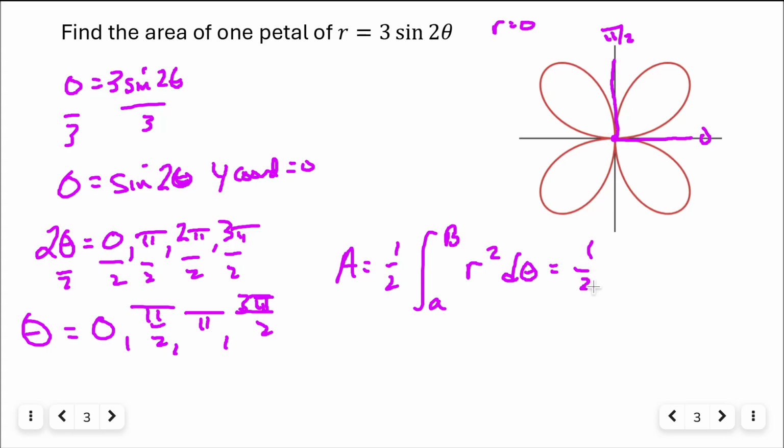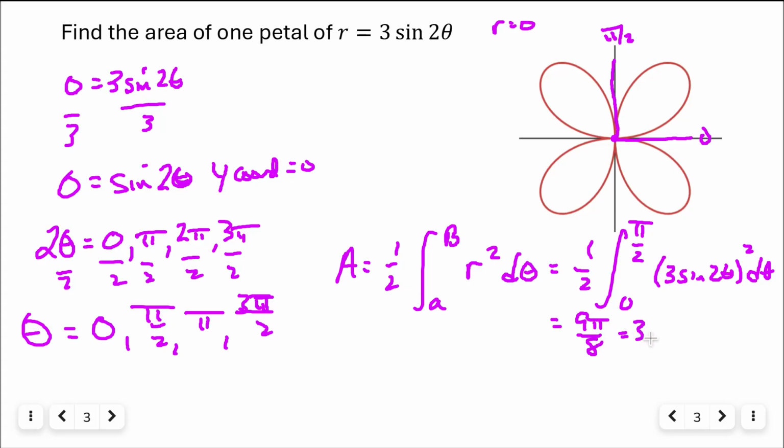So that would be 1/2 the integral from 0 to pi over 2, 3 sine 2 theta squared d theta. That would be one way to calculate it. If you calculate it, by the way, in Desmos or in your graphing calculator, you should get 9 pi over 8, or it's like 3.53 and change. Okay? That's what you should get. You'll know you got the answer right.